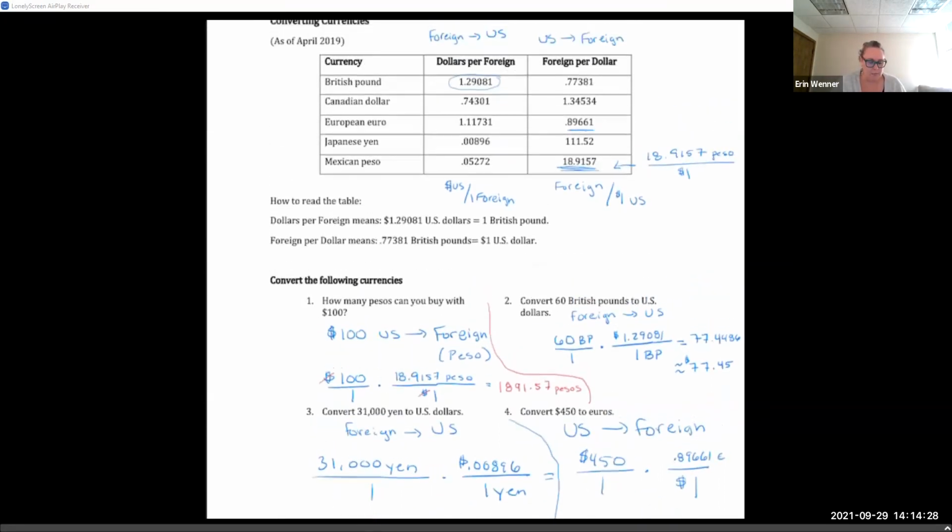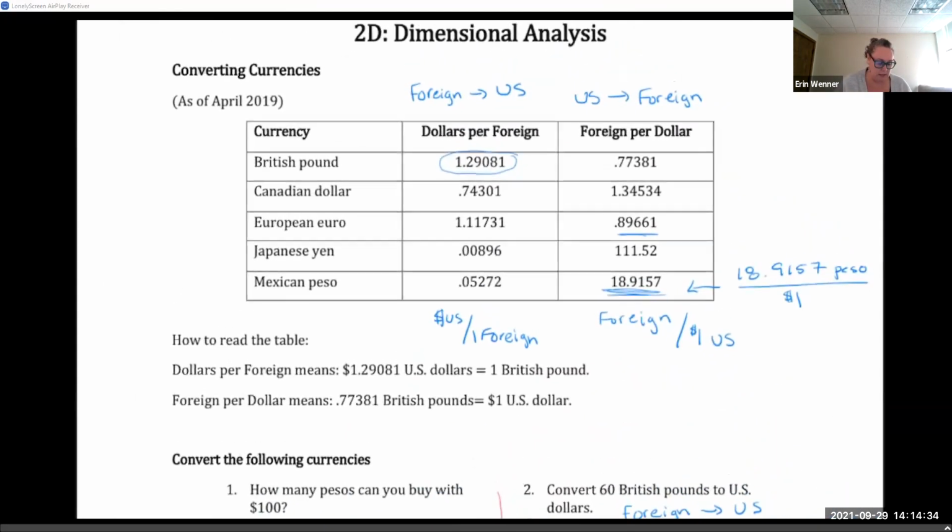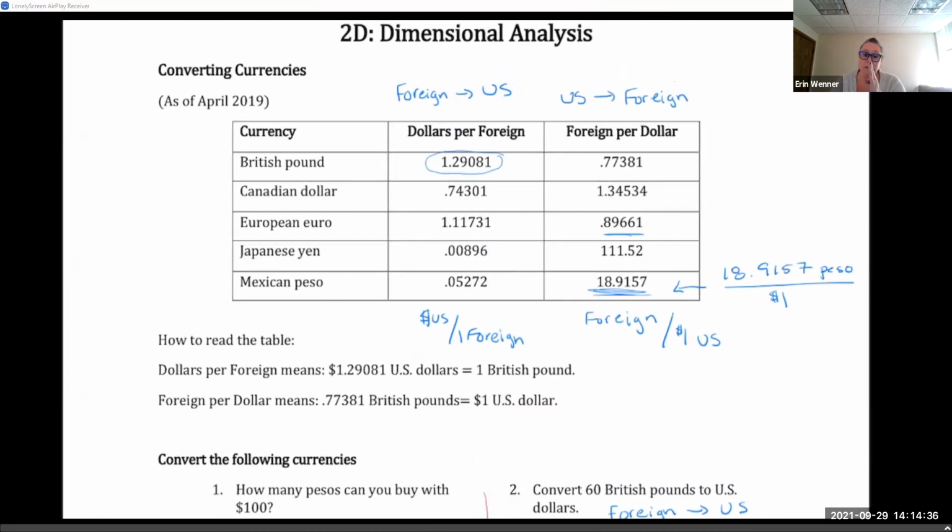So again, the best way that I know how to give you the idea to be consistent is you use column 1 where you're starting from foreign and you're converting to US, or you use column 2 when you're starting with US and you're going to foreign. And the reason I know that is because think about what you're trying to cancel. Remember, this word per means division, right? So if I want to cancel foreign, I need to use the column that has foreign in the denominator. Or if I want to cancel US, I need to use the column that has US as the denominator.